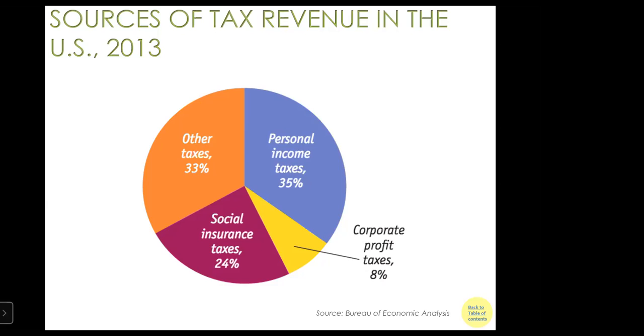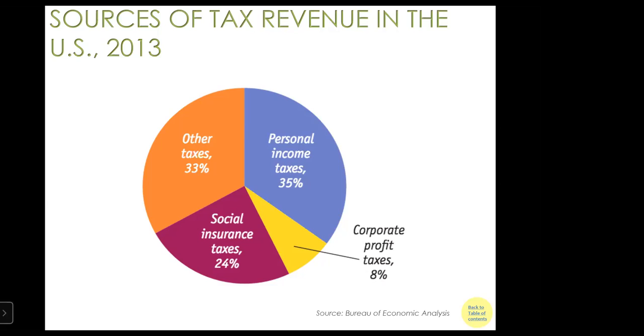So among these tax revenues, the largest source of tax comes from personal income tax. Right, like right now, we are filing our tax return, and in that tax return, we are responsible for some income tax. That's the source. Okay, so income tax, 35%.